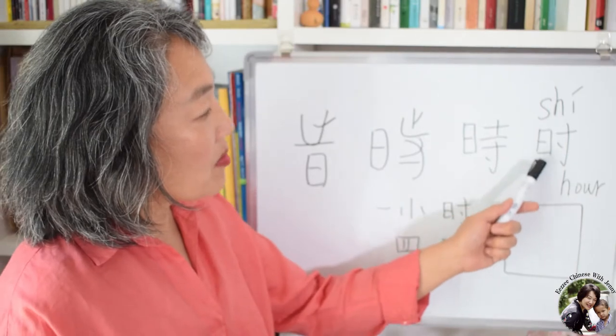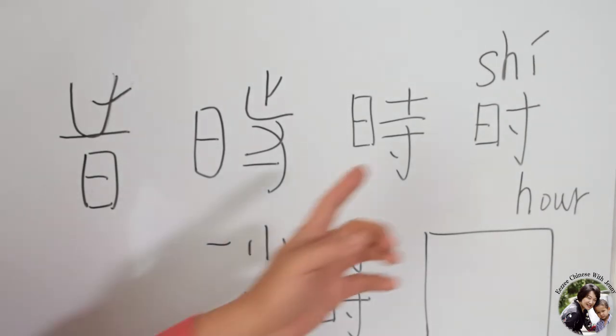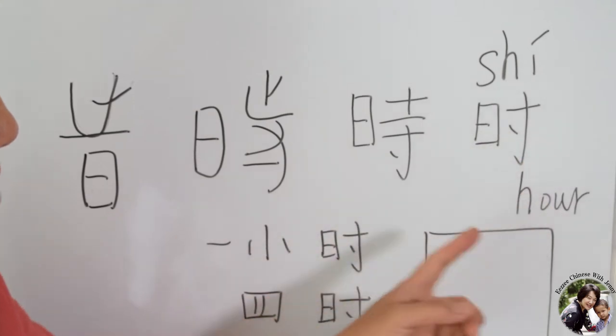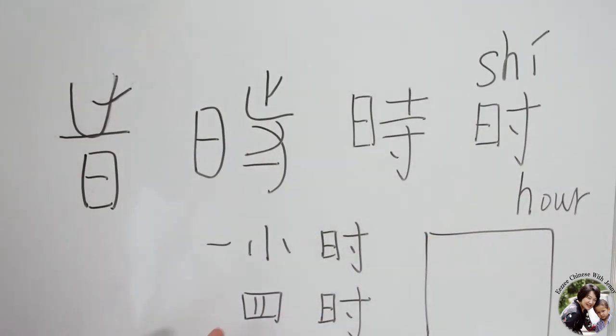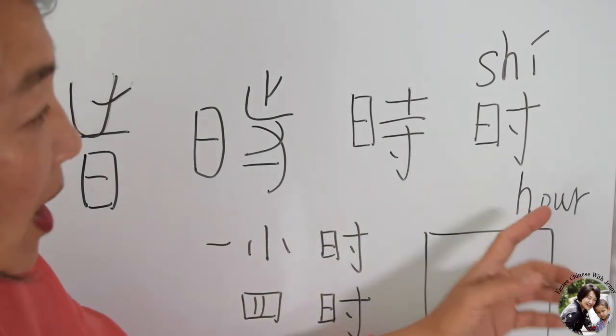This character means hour. Because hour is also a Western concept. In China, this character originally means season. If we say 四时, remember 四 means four, 四时 means four seasons. But currently, it means hour.